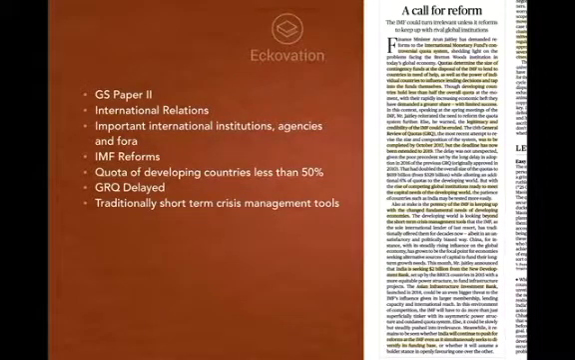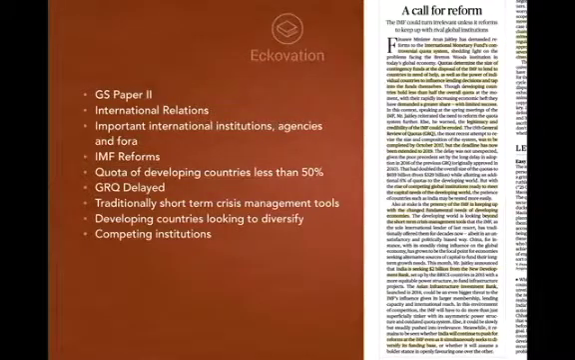Also, another reform which developing countries are seeking is that traditionally the IMF uses only short-term crisis management tools for developing countries and does not provide long-term development funds. So, developing countries have started to look to diversify. They are looking at competing institutions to the IMF, like the New Development Bank by BRICS and the AIIB by China.